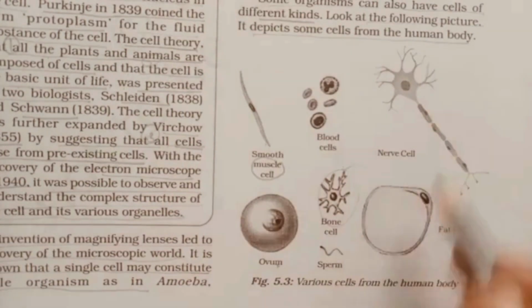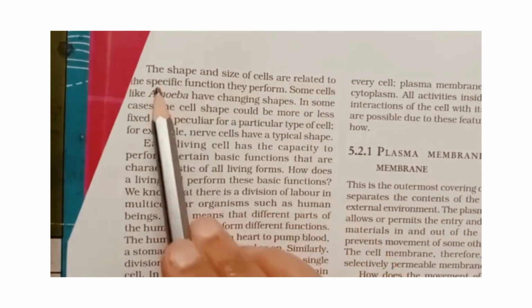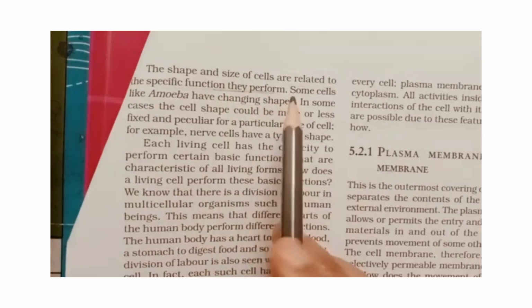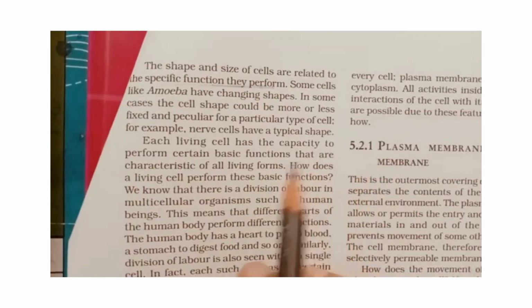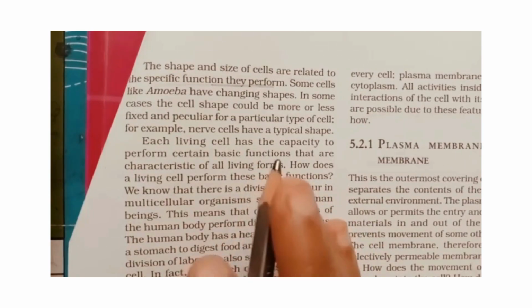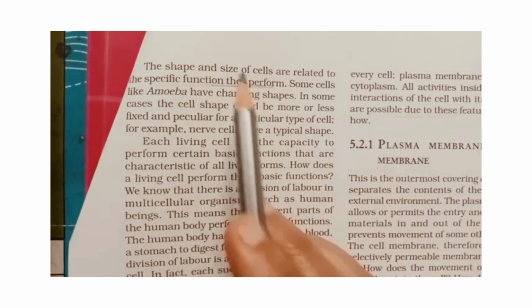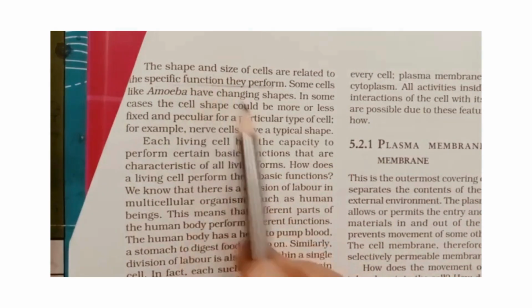So the shape and size of the cells differ. They differ according to the function that the cell has to perform. So the shape and size of a cell are related to the specific function they perform. This can be a very good question where they can ask you, which are the parameters on which the shape and size of the cell depend? So it depends on the function that the cell is performing.